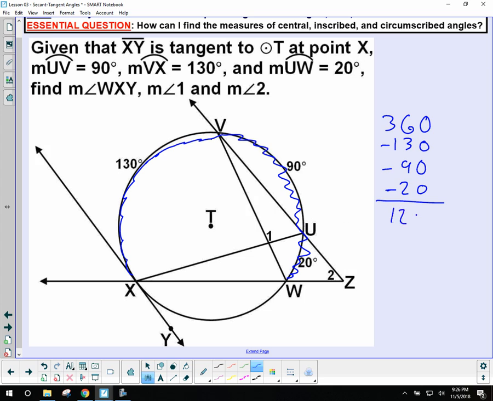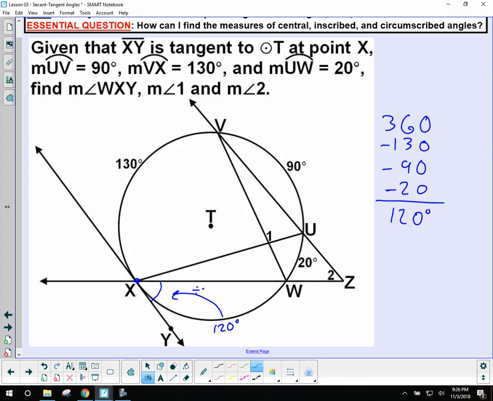Anyway, now that we have all those arcs, let's see if we can answer some questions. WXY. Shoot, that vertex is on the circle. It's half that arc. Just divide by 2. That bad boy is going to be 60 degrees.